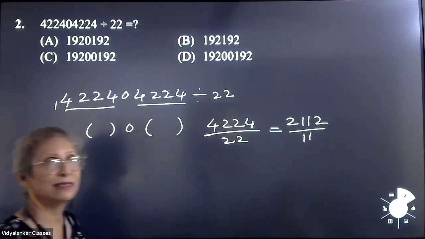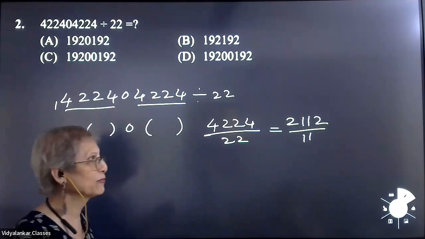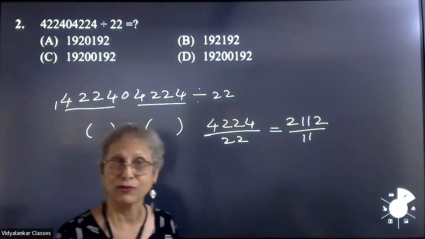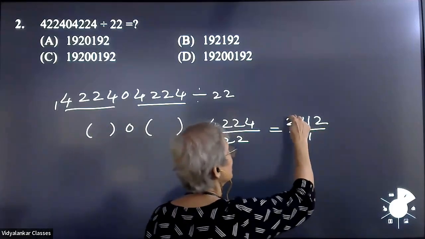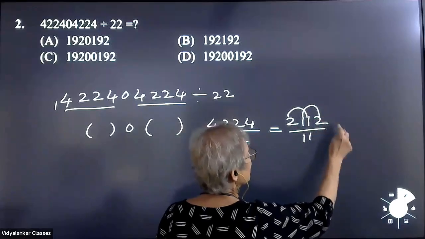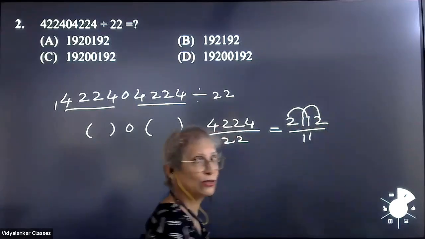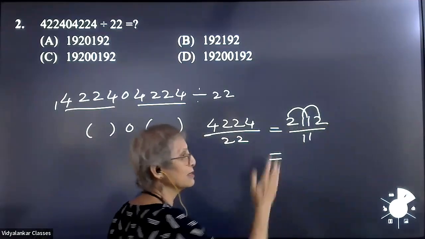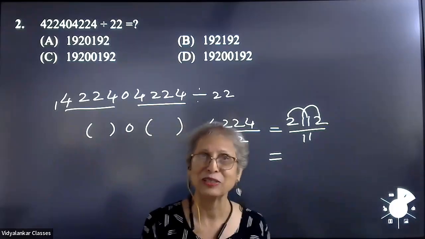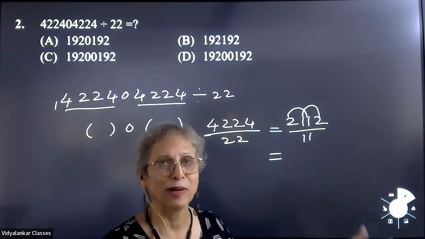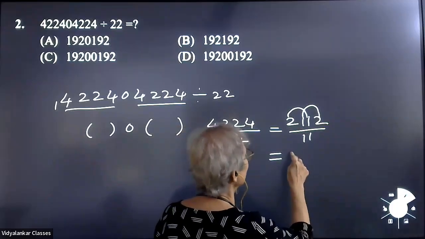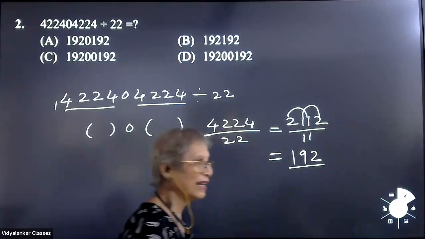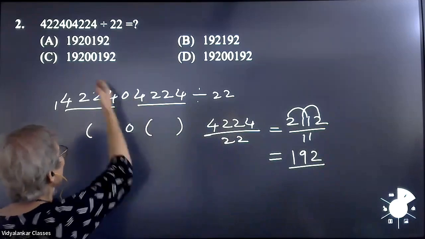Now let us check whether this is divisible by 11. If you have gone through our math book, you must have seen what the divisibility test of 11 is. So see the alternate digits, sum of alternate digits: 2 plus 1, 3; 1 plus 2, 3. So yes, it is divisible by 11. And let us divide it by 11. This division, either you can do orally, mentally, or you can do by actual division. And the answer is 192.